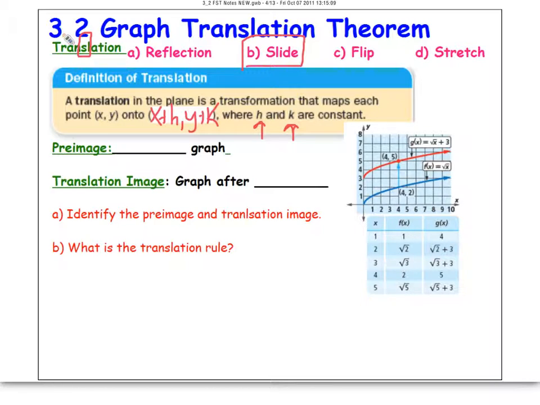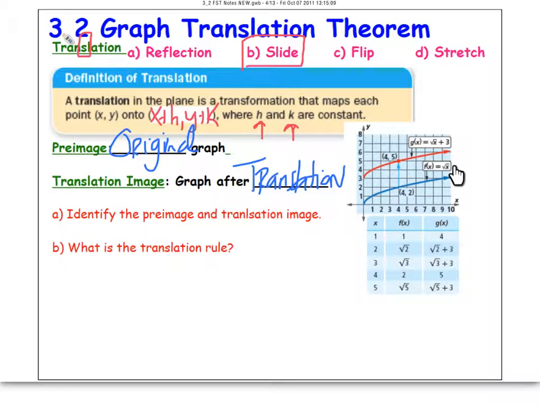Okay, some vocab we need is, what is a preimage? If they say preimage, they mean it's the original graph that they gave you. If they say the translated image, it's the graph after you did the translation. So here's what they want us to do. Identify the preimage and the translated image.